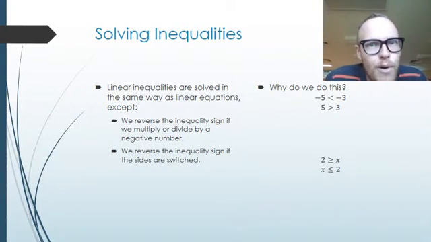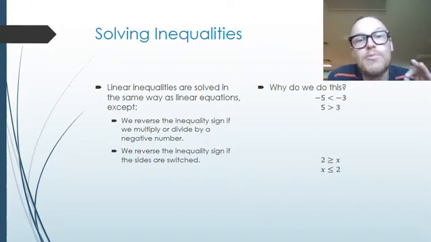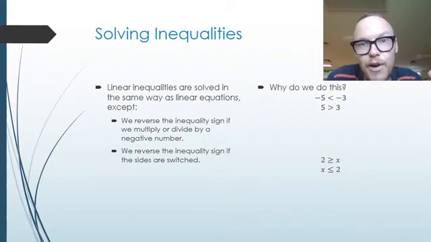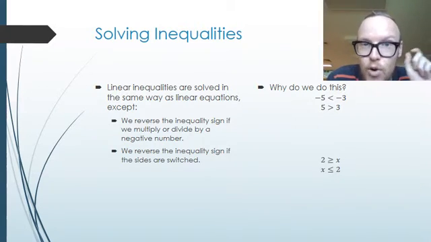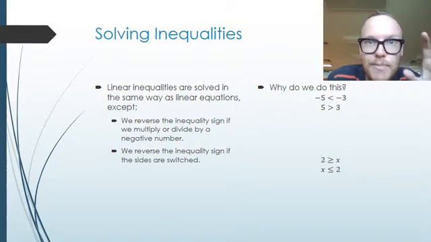When we're solving linear inequalities, it's exactly the same as solving a linear equation. There are only two little exceptions that we need to think about, and we can see the reason why we do this. The first one is that we reverse the inequality sign, so it'll go from less than to greater than, or greater than to less than, if we multiply or divide by a negative number.